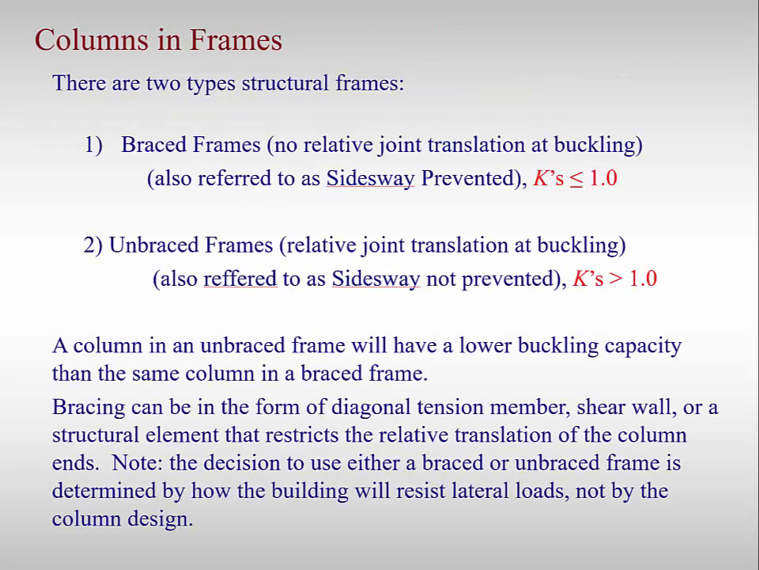It is important to note that there are two different types of frames, braced and unbraced. As discussed in Lesson 1, the decision to use a braced or unbraced frame is based on how the lateral loads, such as wind or seismic, are resisted. Braced frames have diagonal bracing, which are tension members, or use shear walls to prevent lateral translation. Unbraced frames have moment connections between the beams and columns to provide lateral resistance.